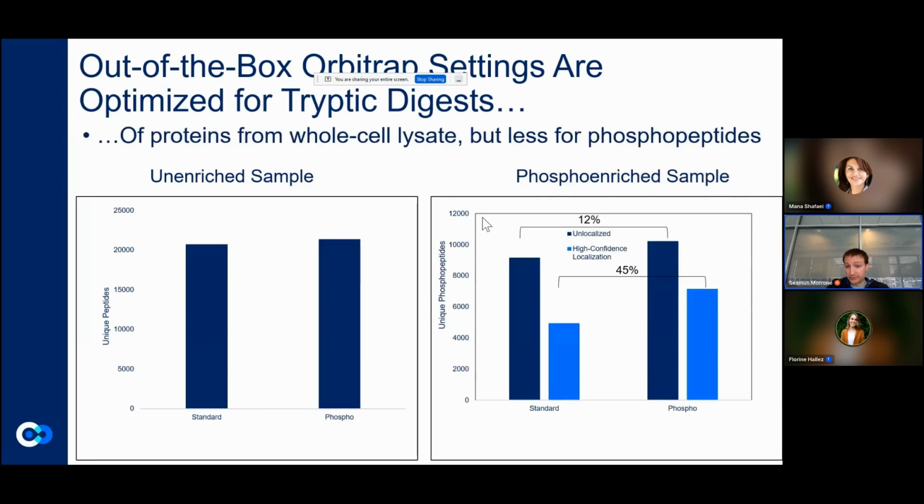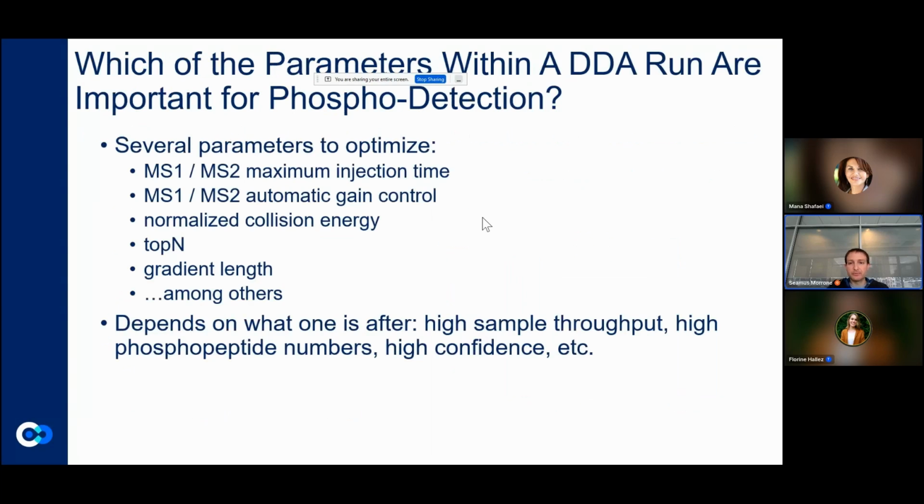But if we look at a phospho-enriched sample, we get a boost in the unique phosphopeptides at the unlocalized level, but this is really brought out in the high confidence localization, where we're almost getting half again as many identifications as in the standard method. So it's important to have your method optimized for phospho detection.